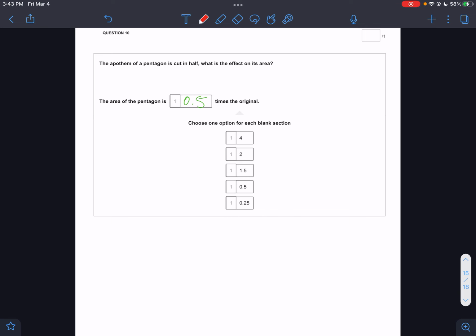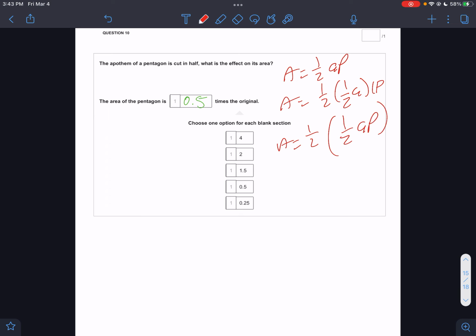The apothem of a pentagon is cut in half. What is the effect on the area? The area is 1/2 AP. The area would be 1/2 times half the apothem times P. So that would be 1/2 times 1/2 AP, which is half of the original. The original one is 1/2 AP, so it's half the original, 0.5.